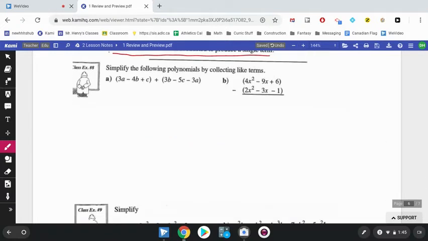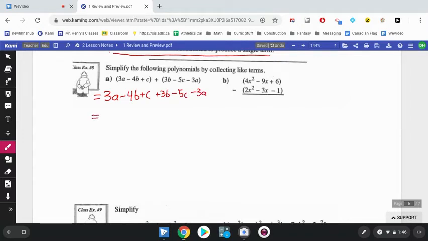Simplify the following polynomials by collecting like terms. 3a minus 4b plus c, plus 3b minus 5c minus 3a. So an addition problem. I start by removing the brackets. The first polynomial, there's no information up front. I'm not multiplying it by anything. It's just that polynomial, so it all stays the same. The next one is addition. I'm adding 3b. I'm adding negative 5c. I'm adding negative 3a. Addition, the sign stays the same. Adding a negative is just like subtract. Adding a positive is just like add.